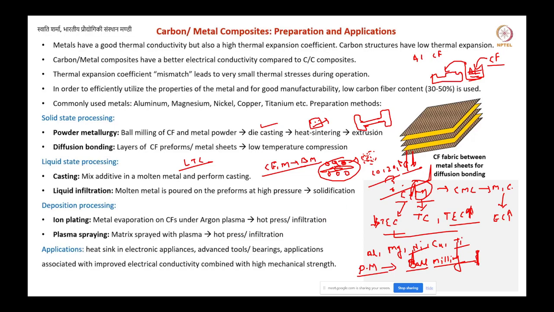So here you can use carbon fiber fabric between metal sheets for diffusion bonding. This is your carbon fiber fabric, and this is your metal sheets. Now here you will be using diffusion bonding, followed by low temperature compression, so that your carbon fiber and the matrix will diffuse. I hope it is clear. If not, you can ask any question if you have any doubt.